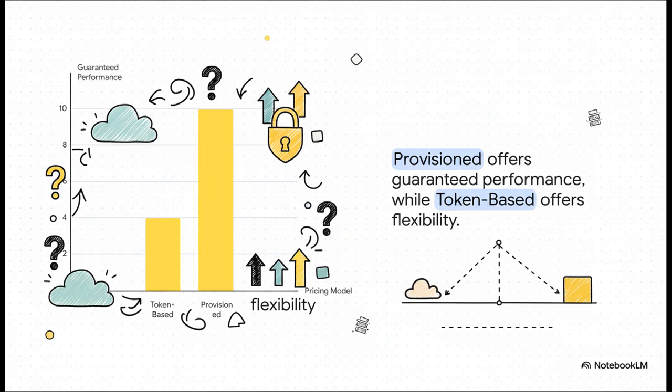And this chart just visualizes that choice perfectly. Token-based gives you amazing flexibility, but your costs might go up and down. Provisioned throughput gives you that predictable cost and guaranteed performance. The right choice really just depends on what your application needs.